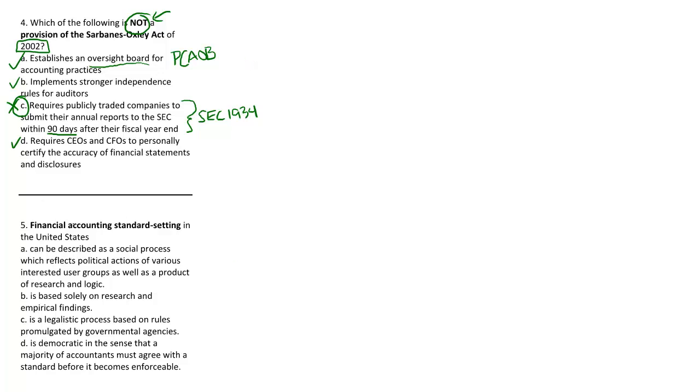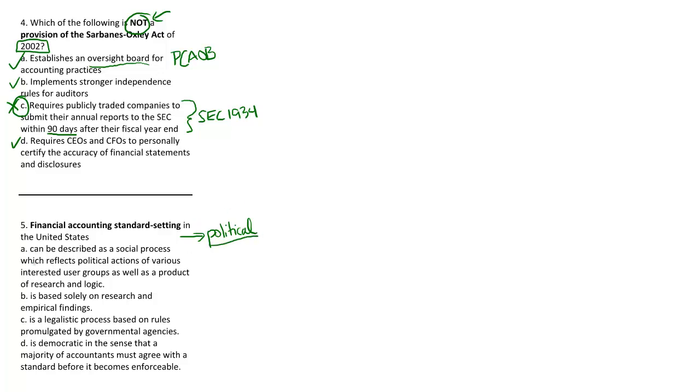Number 5, financial accounting standards in the United States. Okay, this one, the key thing about financial accounting standard setting, as we've talked about before, is that this is a very political process. Okay, think about legislators and politicians and people with interests trying to persuade people to adopt accounting standards that help them. So a lot of money is poured into it and so forth. So, which of these answers fits most closely to this political process?